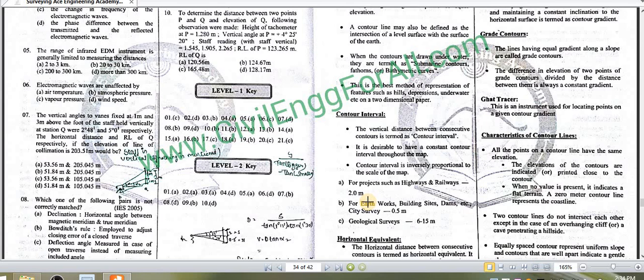After that, geological survey. For geological survey, you need to take the interval as 6 to 15 meters. So these are certain values of contour interval you should keep in mind while performing any kind of work. Based on the category of your work, you have to choose the interval, so that your map looks good and is easily readable by anyone.